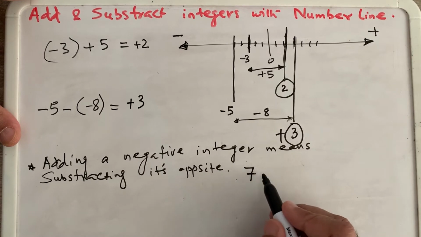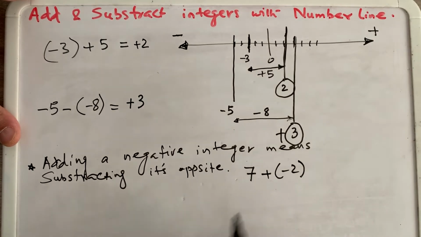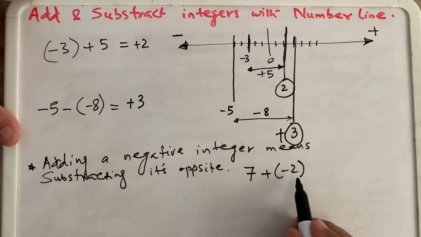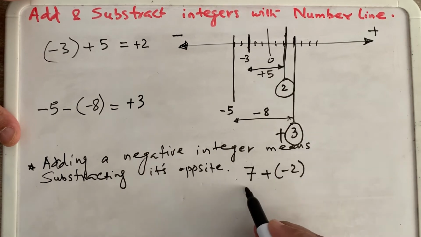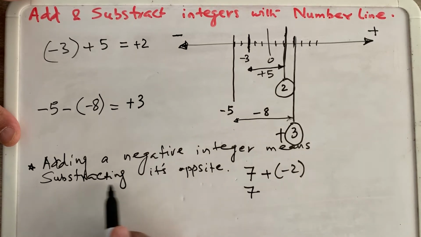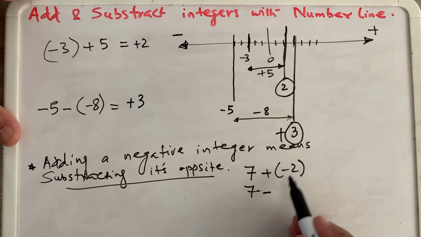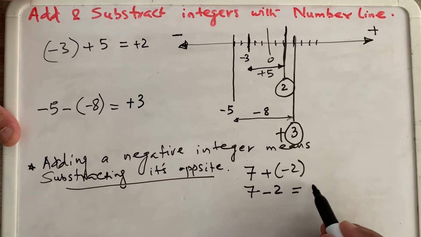So if I have plus and minus, I have to add a negative integer here. What does it mean? Subtracting its opposite. So I have to subtract. I am adding a negative integer means I am subtracting its opposite. So I am subtracting 2. 7 minus 2 is 5.